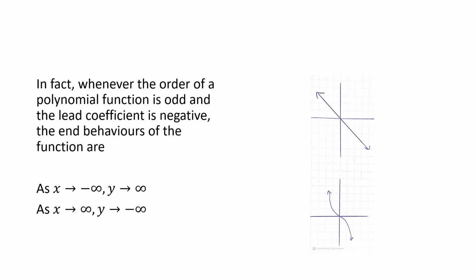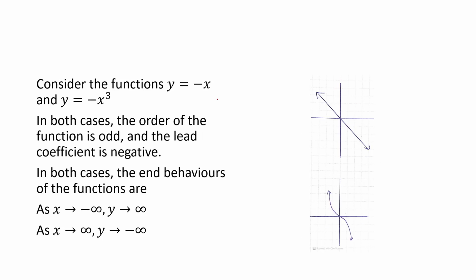Now, going back, let's take a look at what would happen if we had the functions y equals negative x and y equals negative x cubed. In both of those cases, the lead coefficient is negative 1, and in both of those cases, the degree is odd. So if we have a negative leading coefficient and an odd degree, our end behaviors will be in the second quadrant and the fourth quadrant in both of these cases. And it will always be that way, as we indicated in that blue table a few slides forward that we've been looking at.